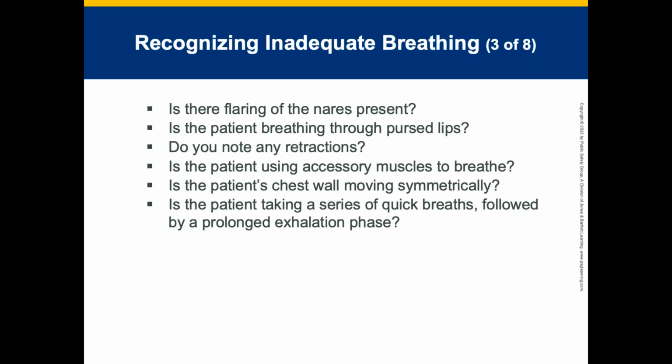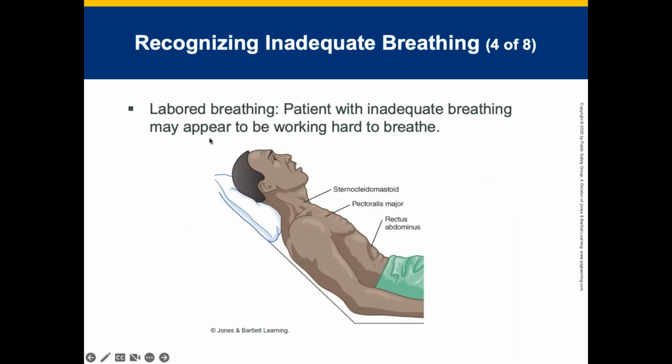Look for any retractions, skin pulling around the ribs during inspiration, intercostal issues, any kind of intercostal muscle use, at the suprasternal notch, at the supraclavicular fossa, or any subcostal muscle use. Is the patient using accessory muscles to breathe? Right? Is the patient's chest wall moving symmetrically in and out? Is the patient taking a series of quick breaths followed by a prolonged exhale phase, like DKA? Okay. What is going on with your patient?